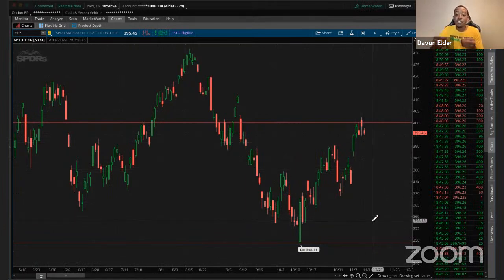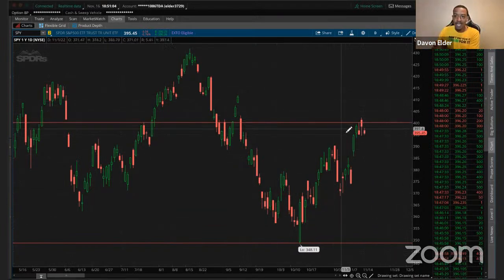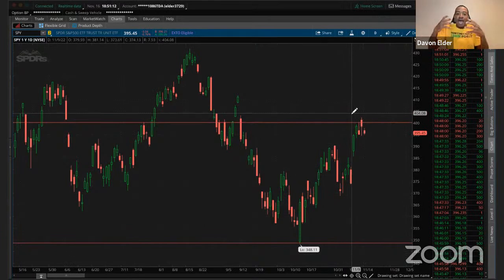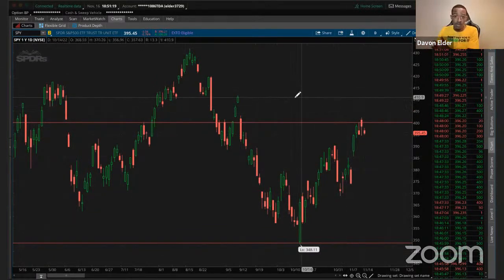But in order for me to have conviction and confirmation that the market is going to break out of the downtrend that it is in, I've got to see a close above this 400 level. If I can't get a close above the 400 level, I can't get comfortable saying that the market is going to continue to push higher. Because don't get me wrong, September is seen as the weakest month historically in the market. And as you can see, we had a big downtrend in September.